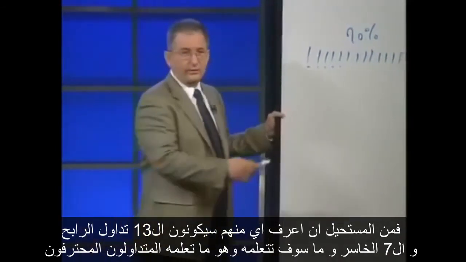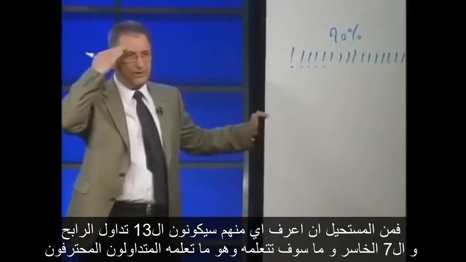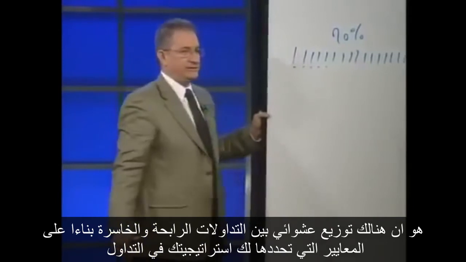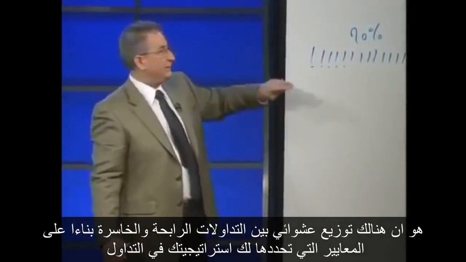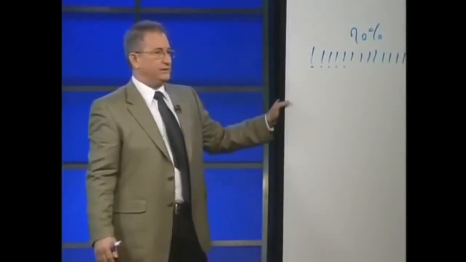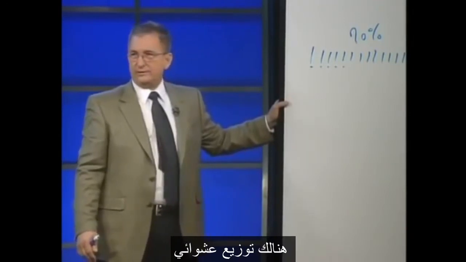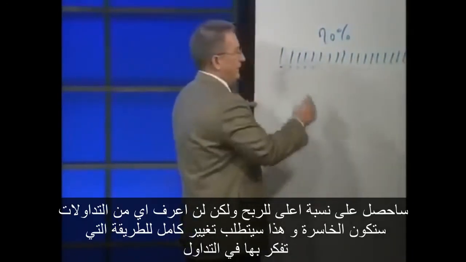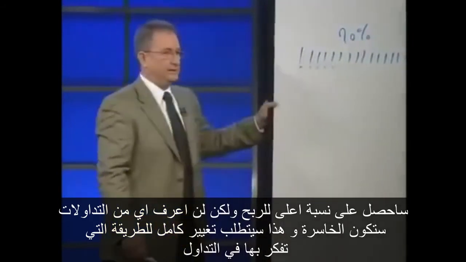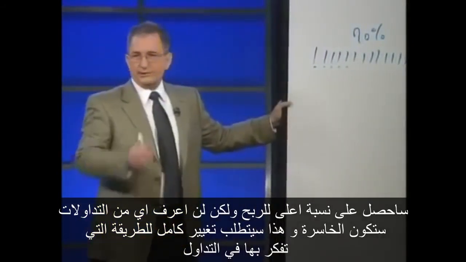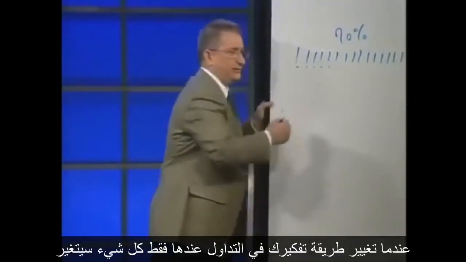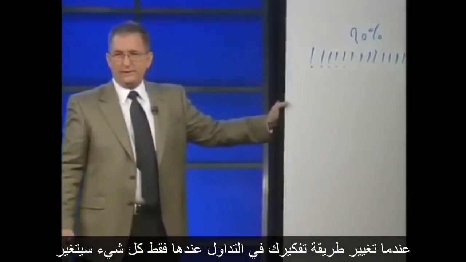What you're going to learn, and this is what the professional traders have learned, is that there's a random distribution between wins and losses over any given set of criteria that define your edge. I will get a higher percentage of wins to losses, but I just don't know which trades are going to be which. It requires a complete shift in the way you think about trading. When you make this complete shift, everything about your trading will change.